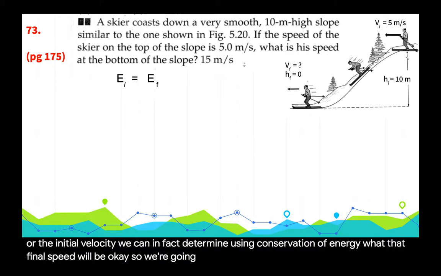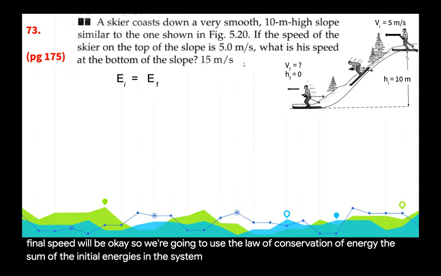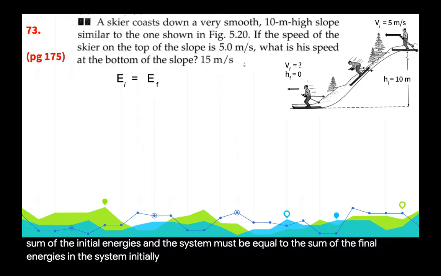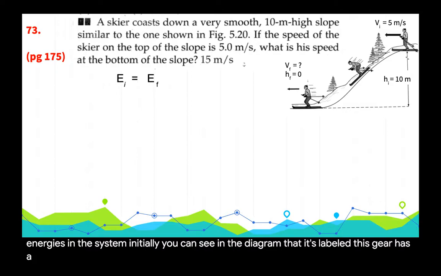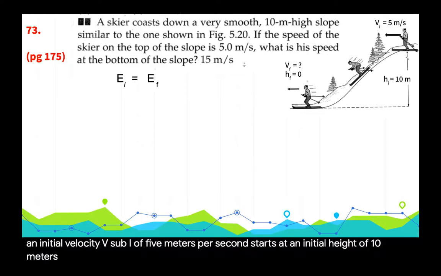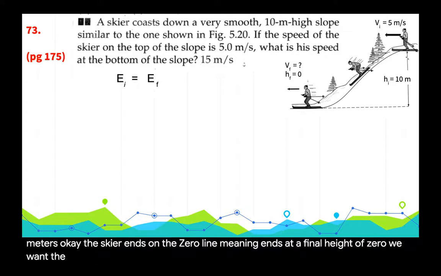Okay, so we're going to use the law of conservation of energy: the sum of the initial energies in the system must be equal to the sum of the final energies in the system. Initially, you can see in the diagram that it's labeled, the skier has an initial velocity, v sub i, of 5 meters per second and starts at an initial height of 10 meters. The skier ends on the 0 line, meaning a final height of 0. We want the final velocity.